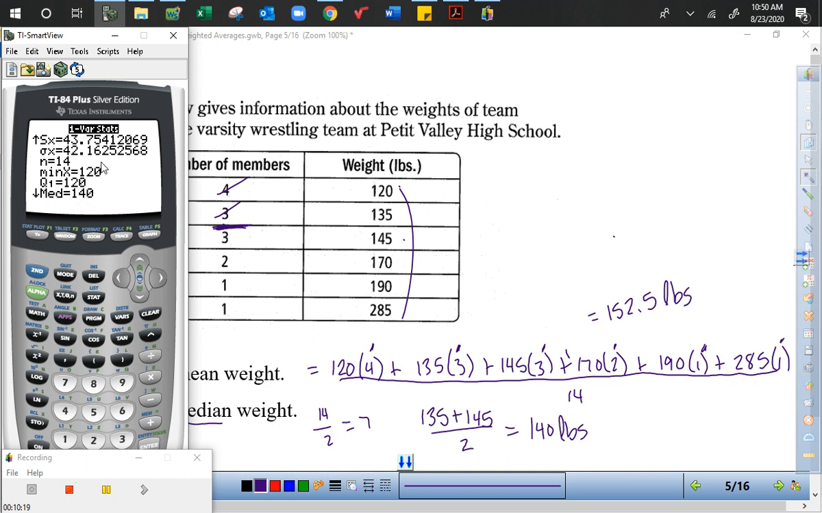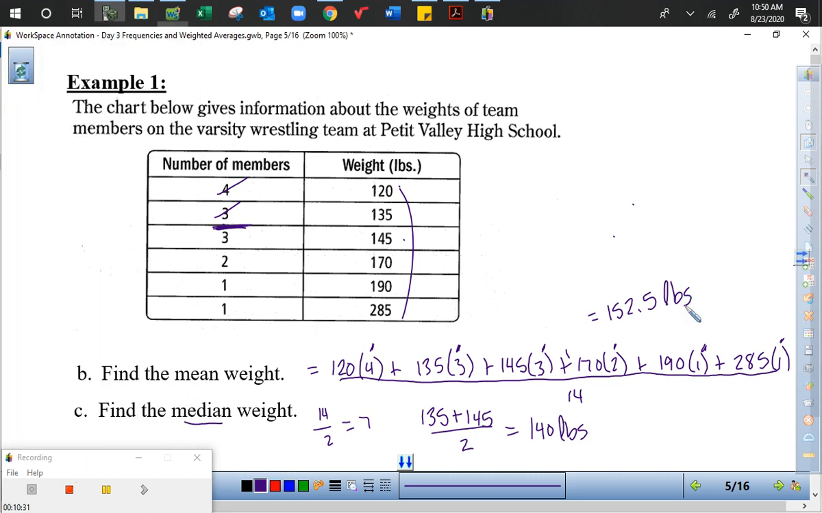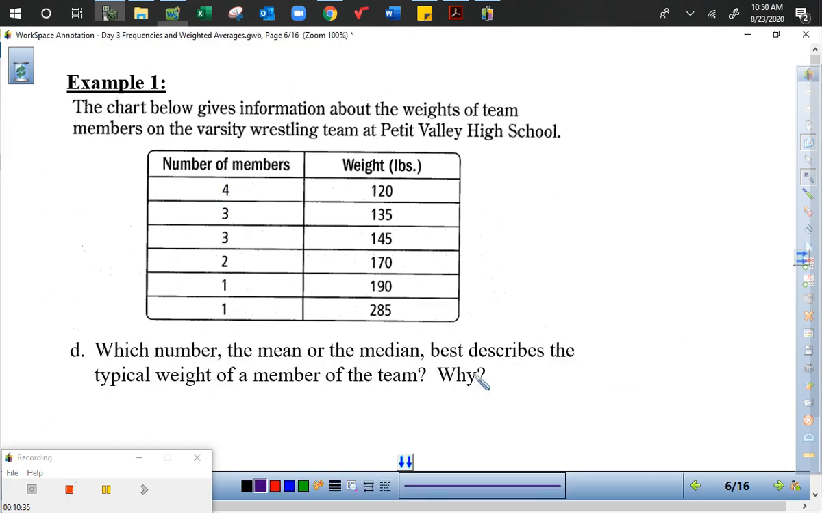Okay, we're going to use this next class a lot to find these other things that are in here. So we'll talk about those more in detail next class. Let's go ahead and move on with the next part here. We wanted to find which number, the mean or the median, best describes the typical weight of a member on a team. Why? So if we look at our numbers, let me just remind you, the mean was 152.5 and the median was 140.